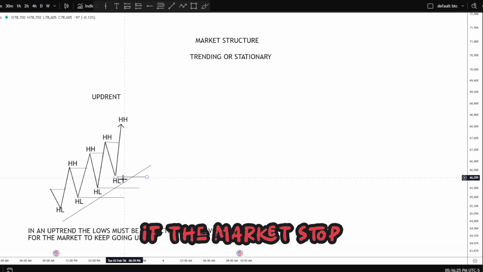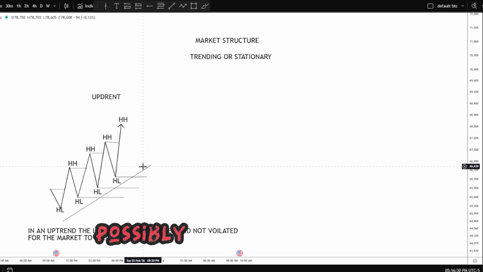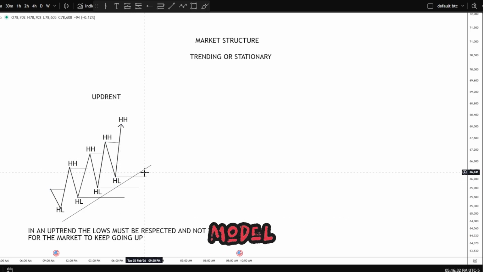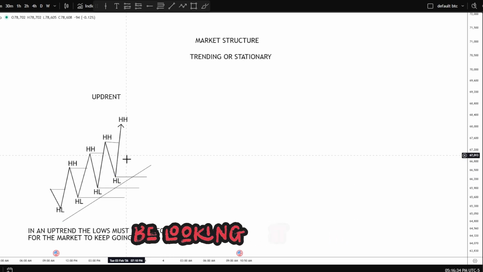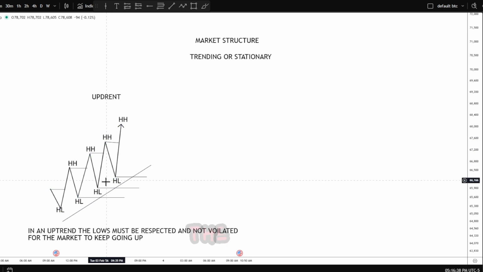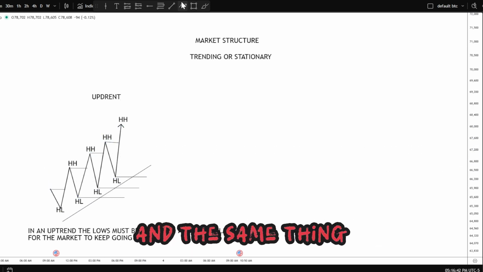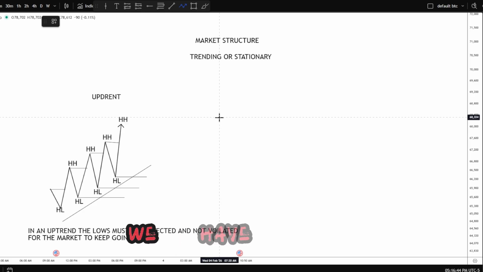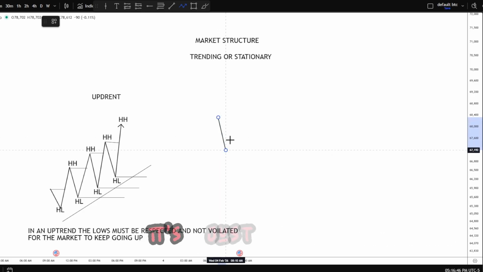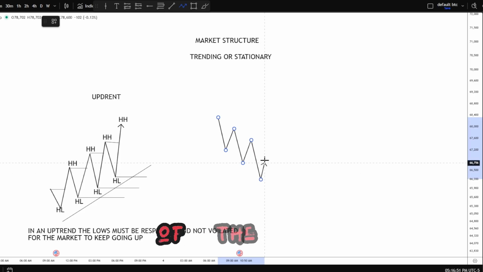If the market starts breaking that low, then it's showing you that the market is possibly entering a reversal model. So you should not be looking at buying again. You get? So if the market is in an uptrend, the lows must be protected and the highs will be violated. And the same thing goes for the downtrend. We have a downtrend here. It's just the opposite of the uptrend.